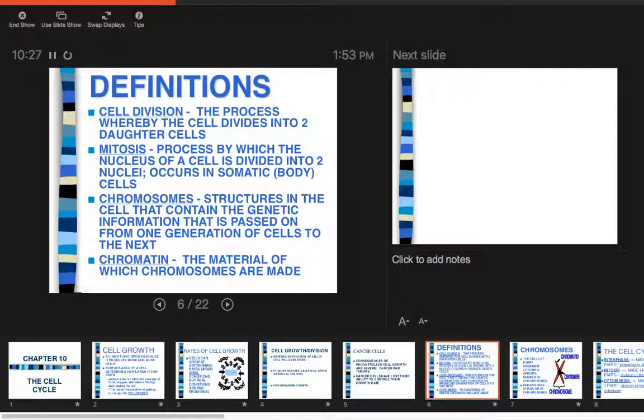So make sure we realize that, okay? Then cell division and mitosis. Cell division is pretty self-explanatory. It's the cell going from one cell dividing into two identical cells.